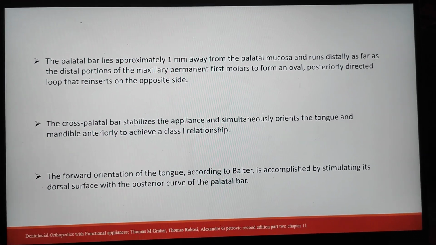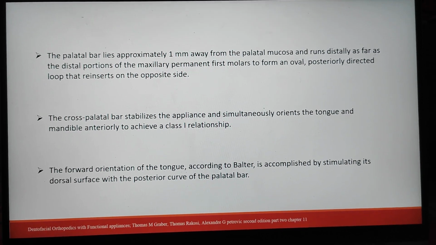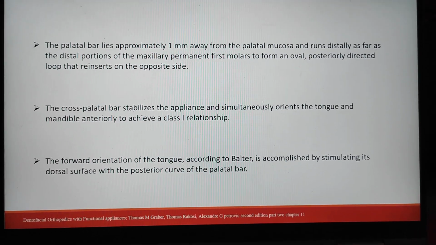to allow for the correction of class 2 division 1 malocclusion. So the forward orientation of the tongue, according to Bärter, is accomplished by stimulating its dorsal surface with the posterior curve of the palatal bar.